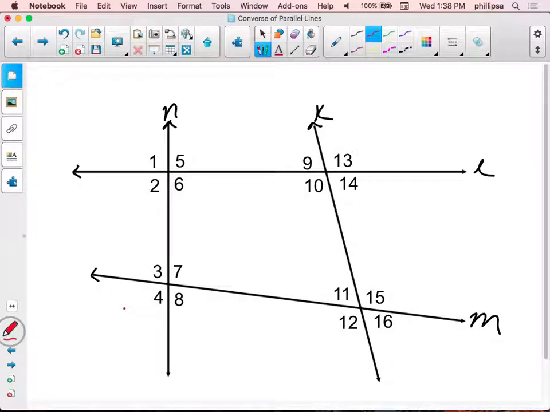All right, next one. Angle 1 congruent to angle 14. So I'm going to mark them. Angle 1, angle 14. Now I'm going to want to highlight my transversal. What has to be my transversal here? Audrey? L. Yep, definitely.